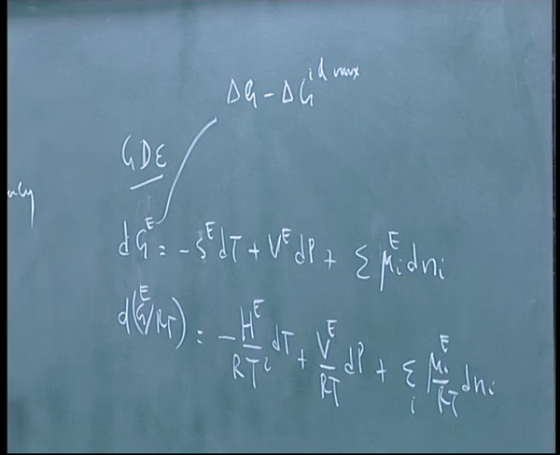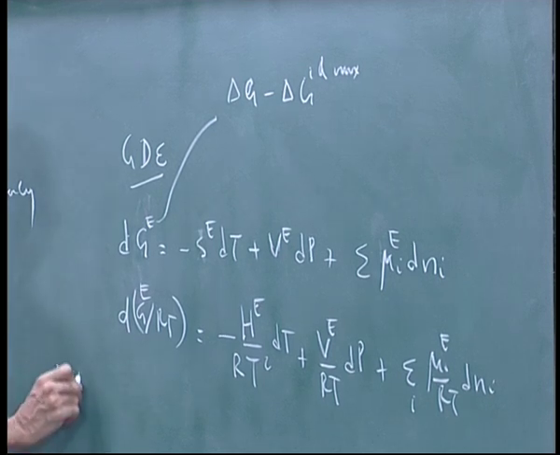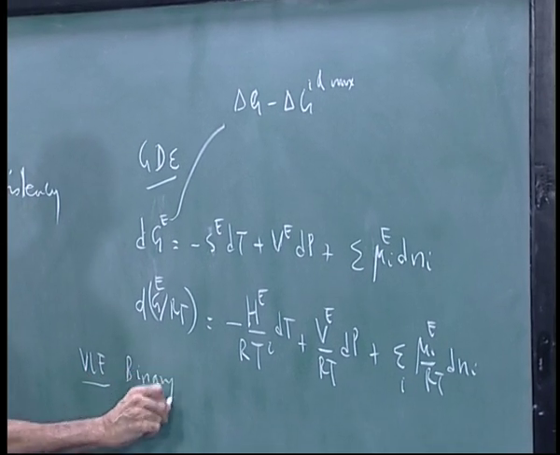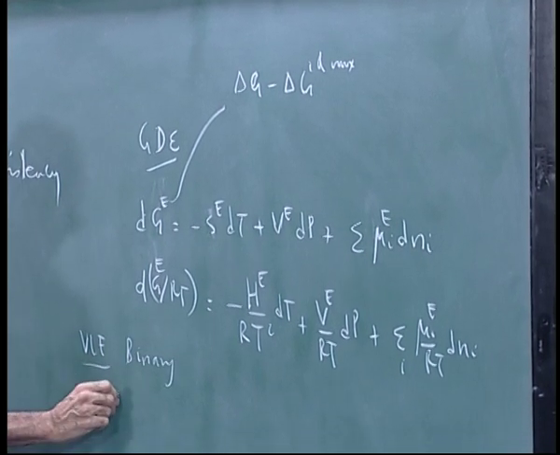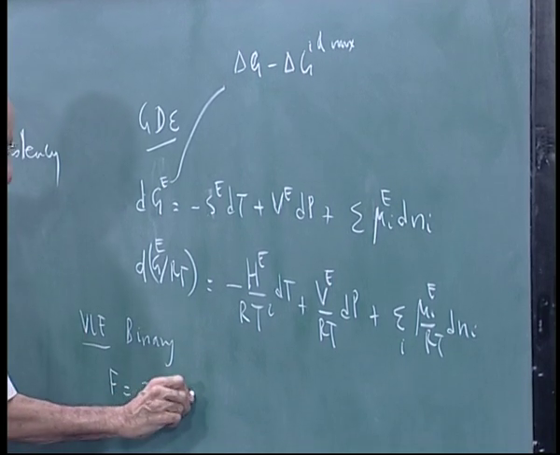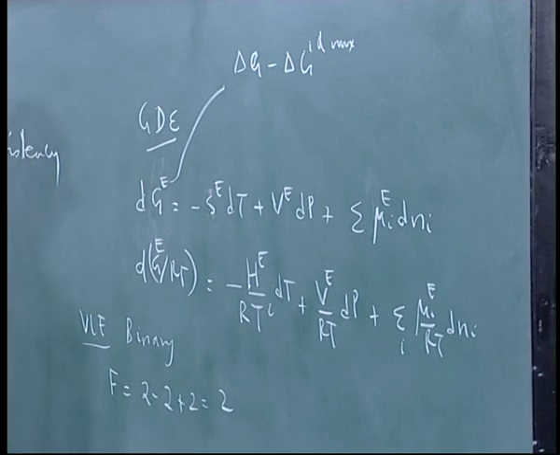If you are looking at vapor liquid equilibrium, let us say in particular you are looking at a binary system, the number of degrees of freedom is simply 2 minus 2 plus 2, 2 phases.